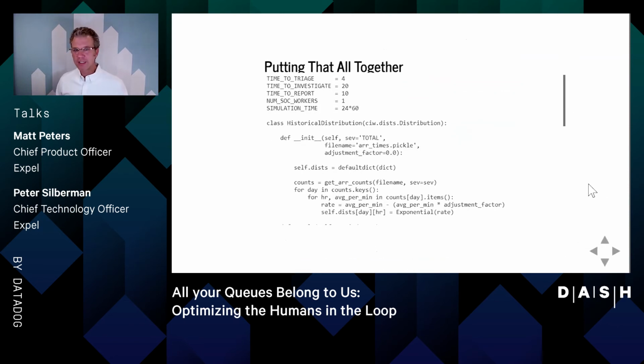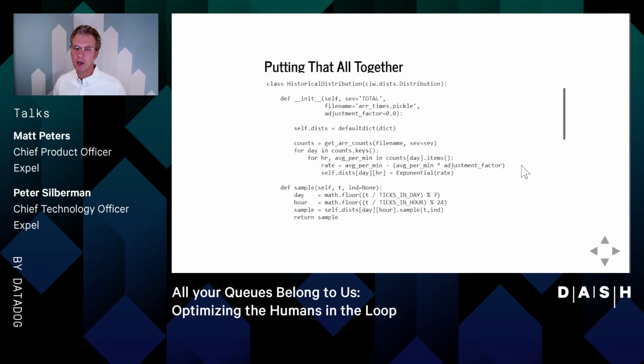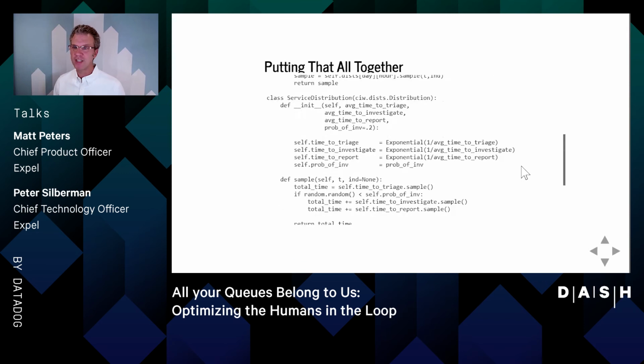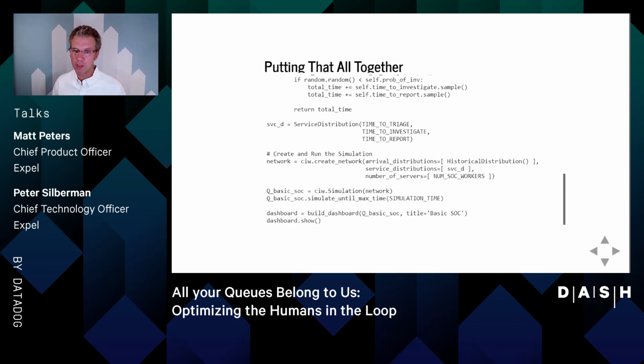So putting that all together, the code ends up looking like this. And what we've done is we've parameterized it. So if you are following along in Docker and want to play around, all of the variables that we're talking about are in all caps, and we set them to start with time to triage, investigate, report, how many SOC workers we have, and how long we run the simulation for. We have our historical distribution specified, and then all the way down at the bottom, we'll see a run, which is just the standard queue run that we're familiar with, passing in these distributions and running them. So what happens if we run this?